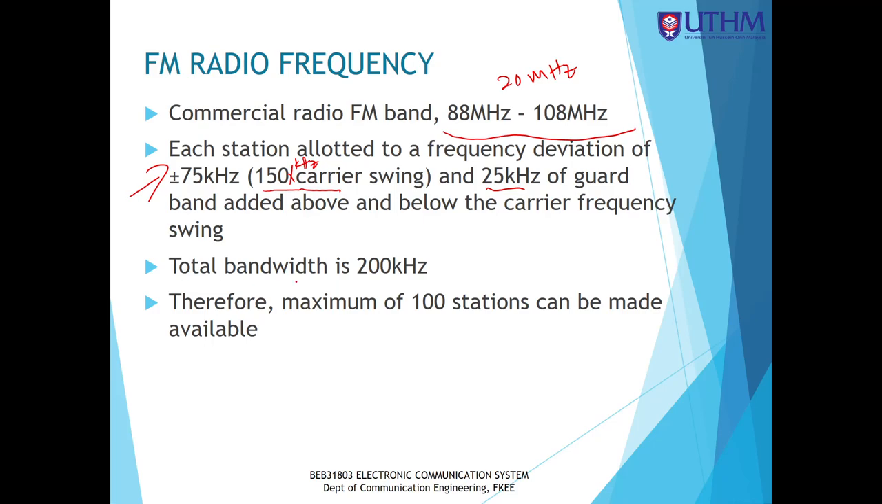So how much is the total? The total bandwidth is 200k. So how do we get 200k? As I have explained previously, here is 75k. And then we have another one here, 25k for the guard band. And another one below here is 25k.